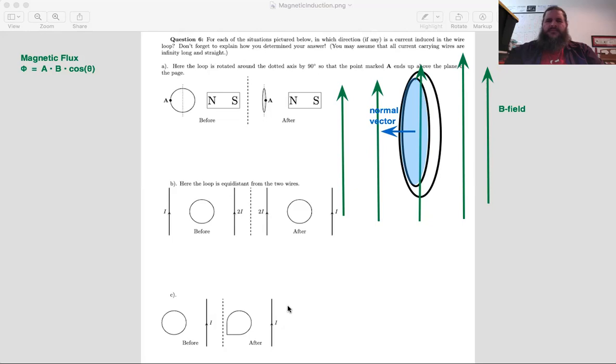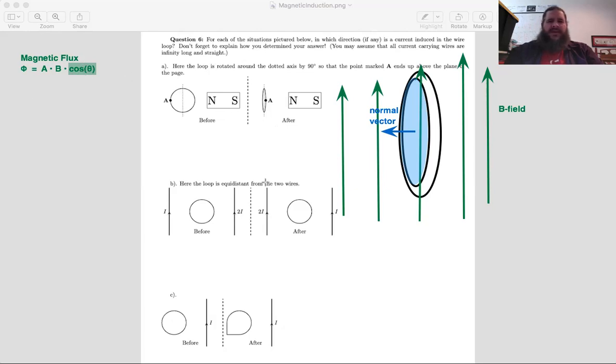Oh, sine. Sine of 90 is 1, so that would be very large. Cosine. But yeah, cosine will work well here. And this is exactly why we use cosine in the formula for flux. That way, if the field is perpendicular to the normal vector, we get 90 degrees. So cosine of 90 degrees is 0, meaning no flux at all.